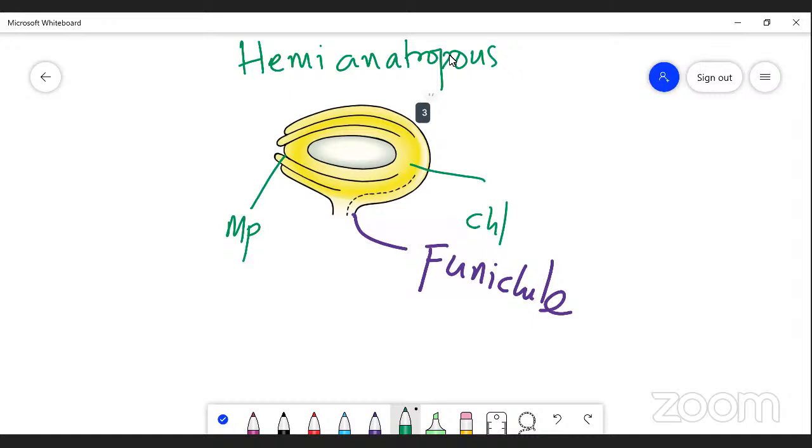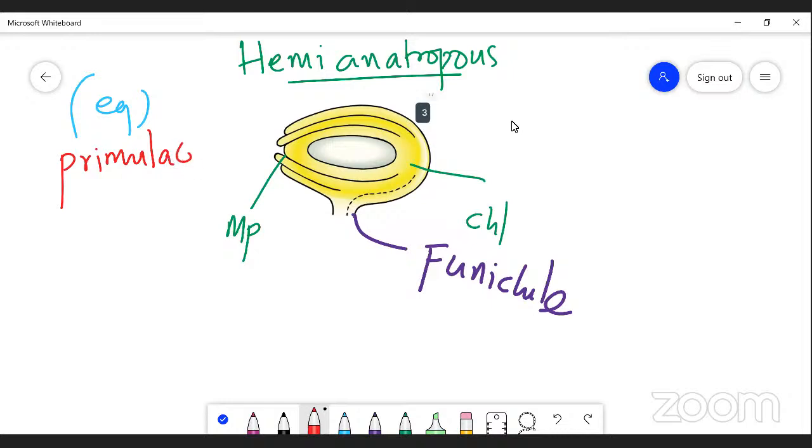The hemianatropous ovule is found in the Primulaceae family. Primulaceae is the primrose family. Simply, you can say primrose family. It is one of the members in which you can see hemianatropous, right?